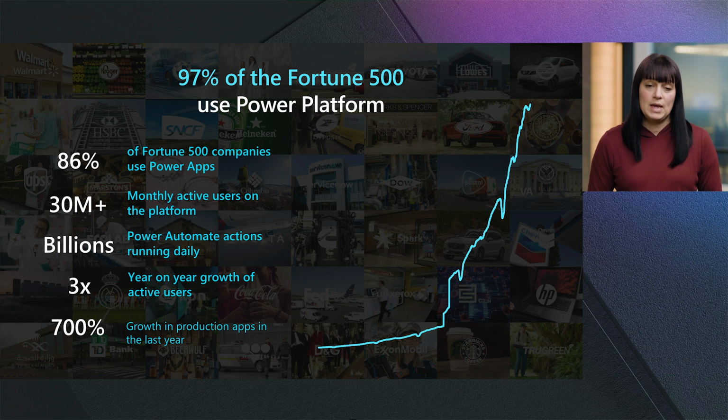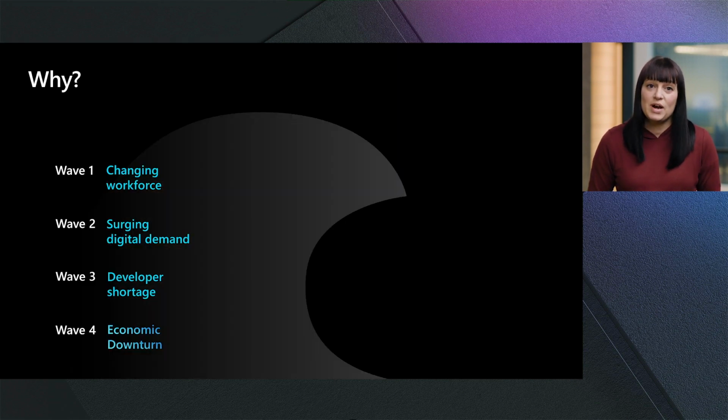Now, the Power Platform has had a significant amount of growth during the past couple of years. You can see that 97% of the Fortune 500 are using the Power Platform. And we have billions of Power Automate actions running daily. What I really like a lot is the growth in production apps, which has seen an increase of more than 700% in the last year. So you can ask yourself, why is that?